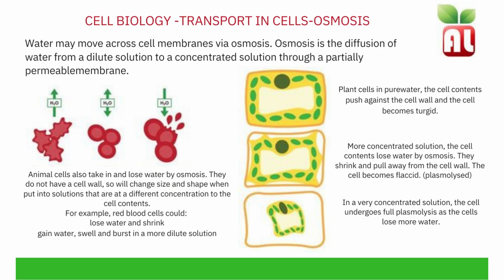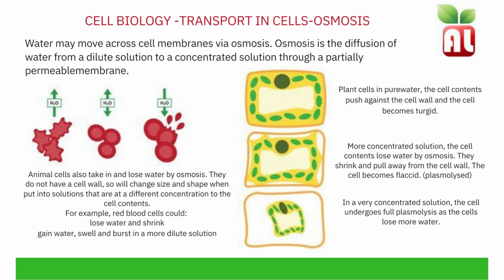Osmosis is the movement of water from an area of high concentration to an area of low concentration through a partially permeable membrane. Animal cells also take in and lose water by osmosis. They do not have a cell wall, so will change in size and shape when put into solutions that are at different concentration to the cell contents. For example, red blood cells could lose water and shrink, or gain water, swell and burst in a more dilute solution.